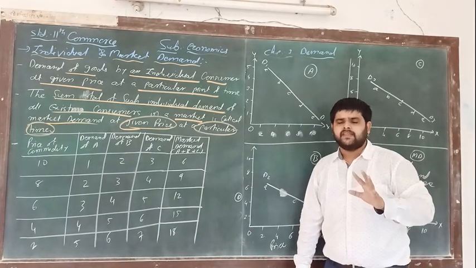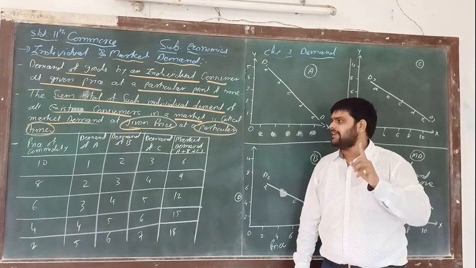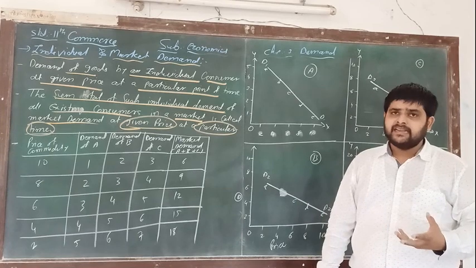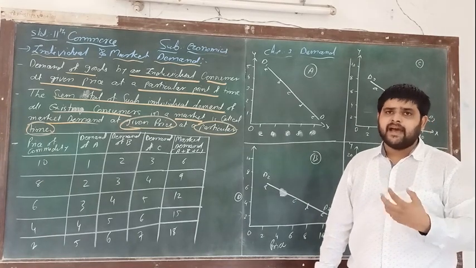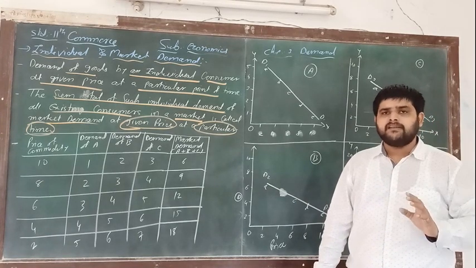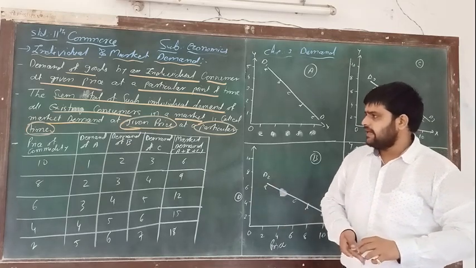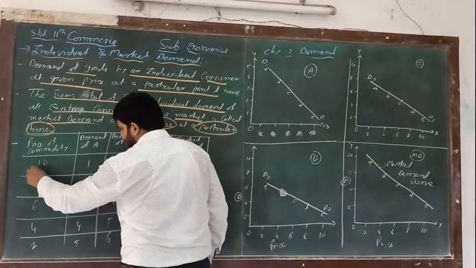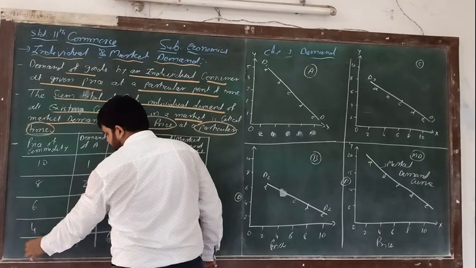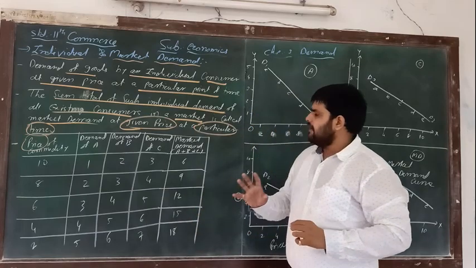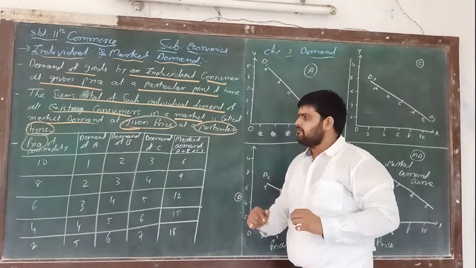But two other most important things are there: number one, at a given price, and number two, at a given time. It means that at a given time he is ready to buy at whatever price is there. Let us take one example. The price of the commodity is 10, 8, 6, 4 and 2. So this is the price. Now we learn the different demand by different persons.